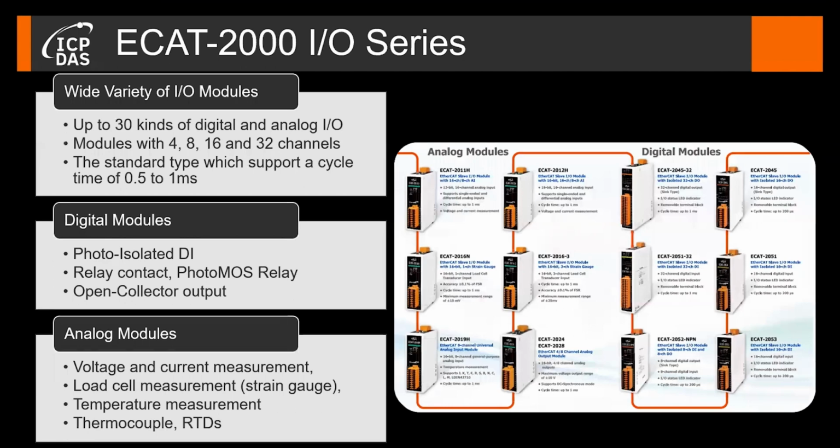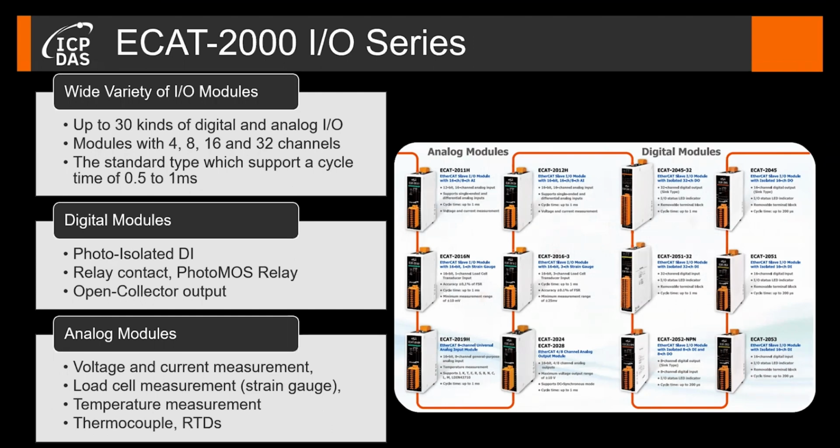The EtherCAT 2000 series is ICP-DA's standard EtherCAT I/O type, which meets the requirement of most EtherCAT applications and supports a cycle time of up to 0.5 milliseconds. A wide variety of I/O modules with different channel numbers are available. Modules with 4, 8, 16, and 32 channels are provided.